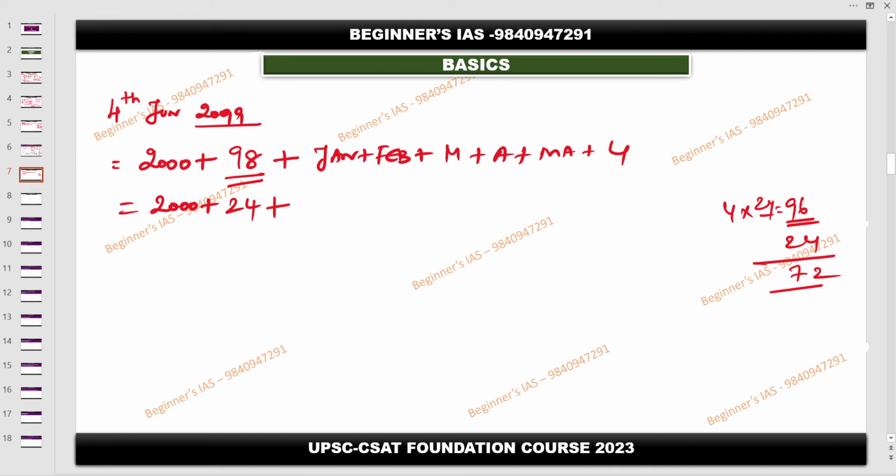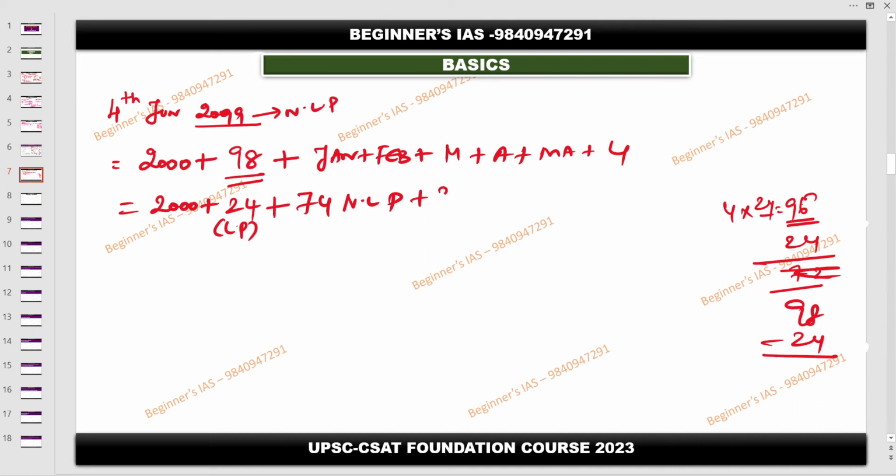98 minus 24 only. Yes, 74, sir. We will get 74. 98 minus 24, we will get 74 odd days. So this is the non-leap year, this is the leap year.